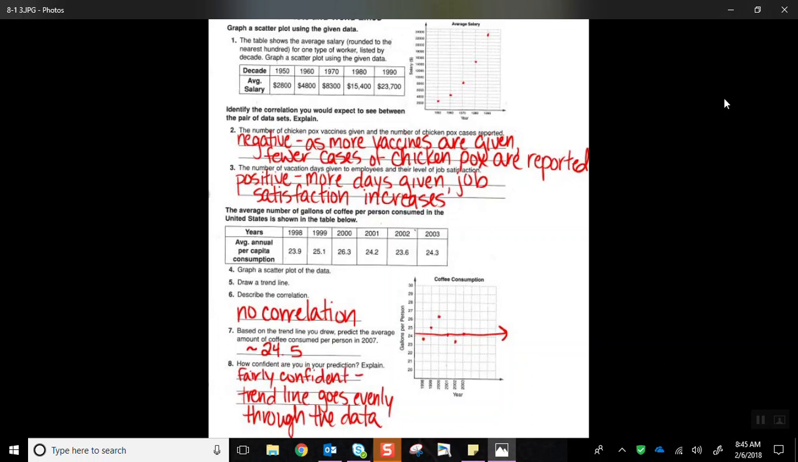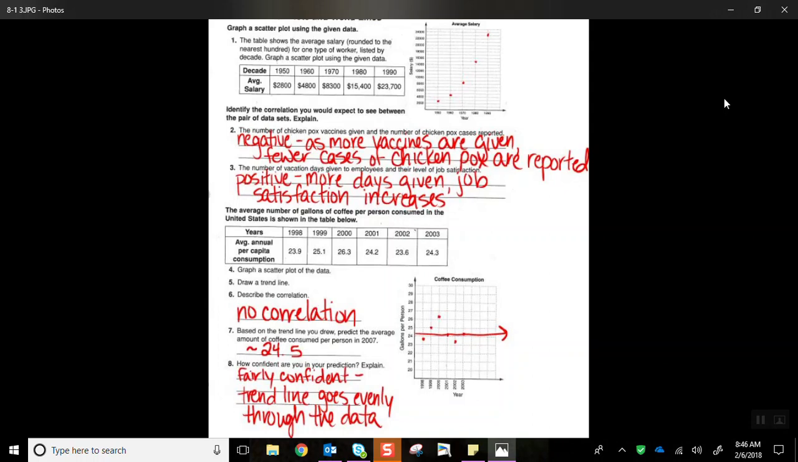Number 3, number of vacation days given to employees and their level of job satisfaction. So the more days you're given for vacation, obviously you would be more satisfied with your job, so that's positive. Number 4 has a scatter plot that I drew and then a trend line. So this one doesn't really look like it has positive or negative correlation. My trend line is like a horizontal line. So that really just shows that the number of gallons of coffee consumed per person just really hasn't changed over time.